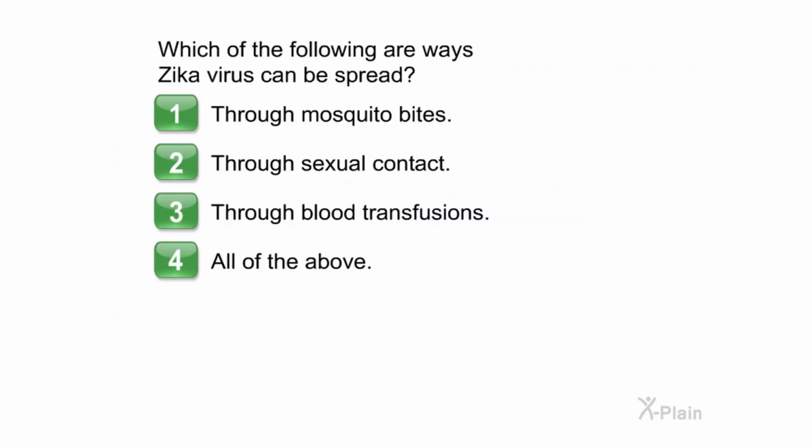Which of the following are ways Zika virus can be spread? Choose one of the following options. 1. Through mosquito bites. 2. Through sexual contact. 3. Through blood transfusions. 4. All of the above.